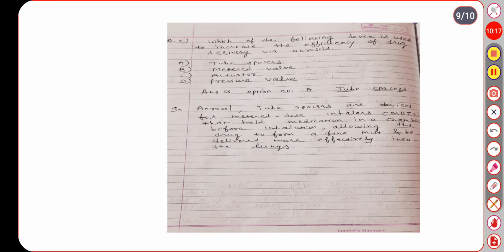So in aerosol, tube spacers are devices for metered dose inhalers (MDIs) that hold medication in a chamber before inhalation, allowing the drug to form a fine mist and be delivered more effectively into the lungs.